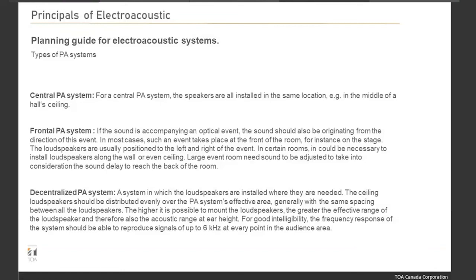And then when we're talking about a decentralized PA system, that's a system in which the loudspeakers are installed where they are needed. The ceiling loudspeakers should be distributed evenly over the PA system's effective area, generally with the same spaces between all the loudspeakers. The higher it is possible to mount the loudspeakers, the greater the effective range of the loudspeakers, and therefore also the acoustic range at ear height. For good intelligibility, the frequency response of this system should be able to reproduce signals of up to 6 Hertz at every point in the audience area.